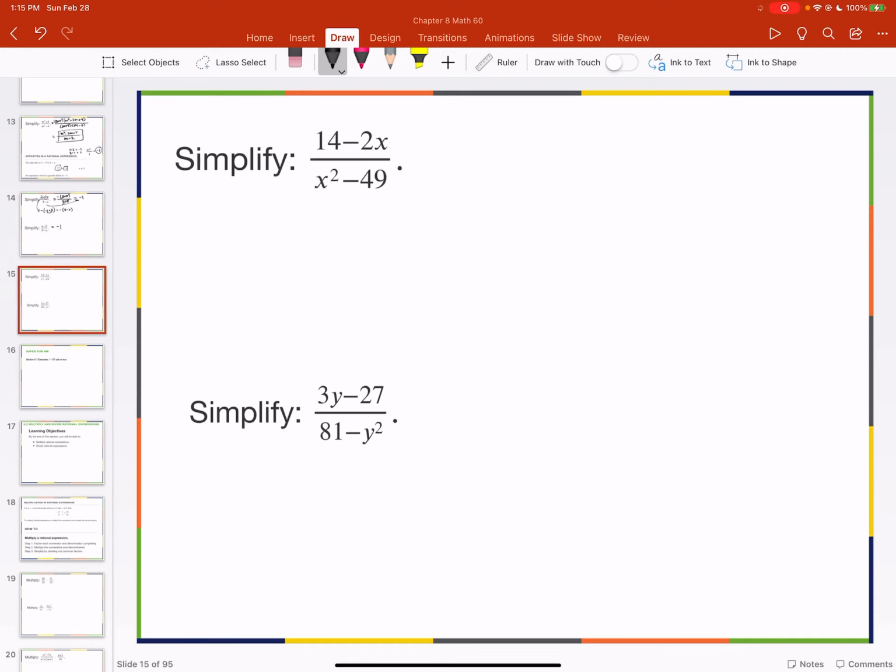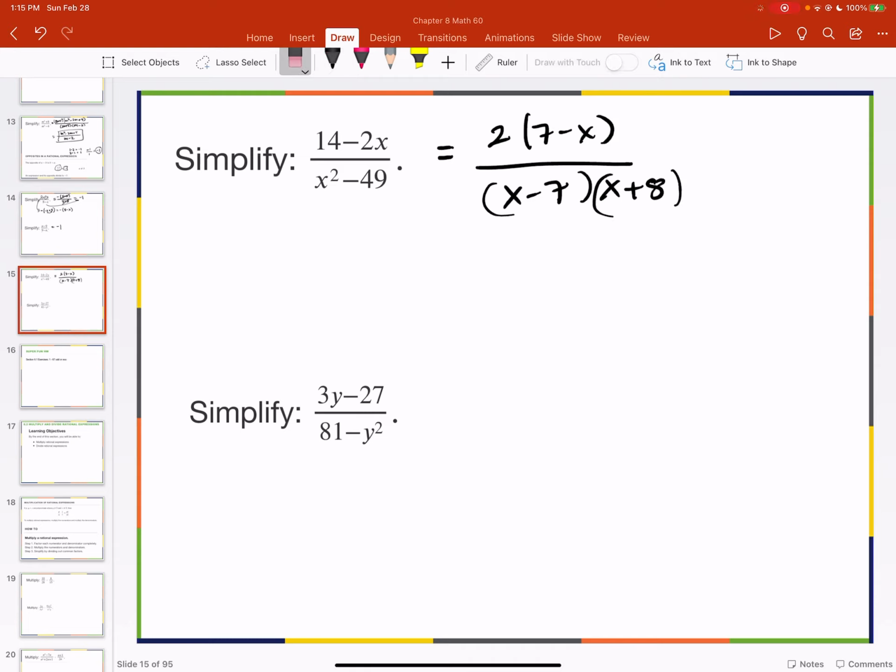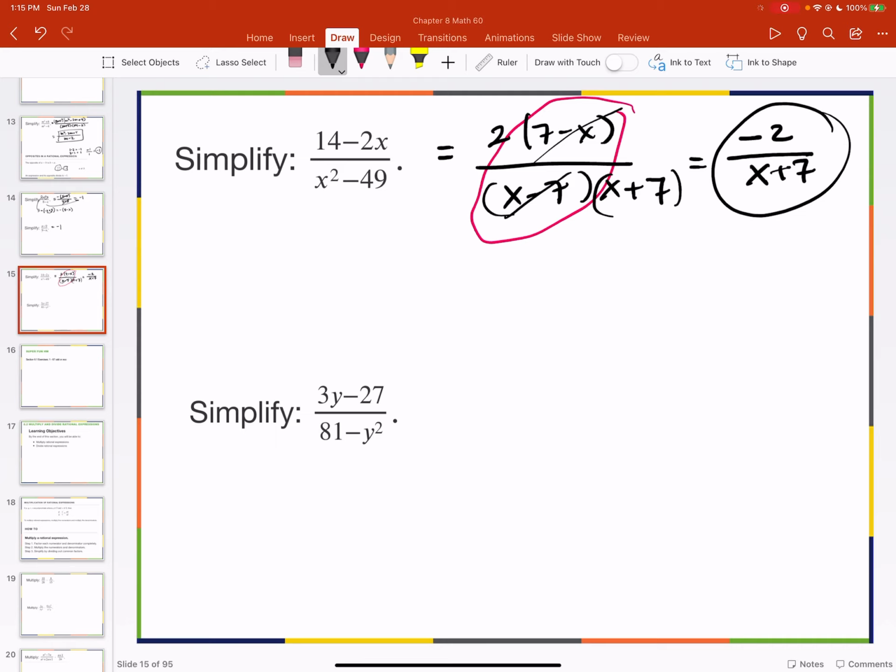let's use this a little bit. So 14 minus 2x, the LCD is going to be 2 times 7 minus x. On the bottom, difference of squares, x minus 7, x plus 8. Well, I mean, I don't know why I put 8. Oh my gosh, I mean 7. Distracted. So then here, because these are the opposite, you can notice that's just going to be negative 1. So these cancel out and you're left with negative 2 over x plus 7. Okay, and that's because 7 minus x over x minus 7 equals negative 1.